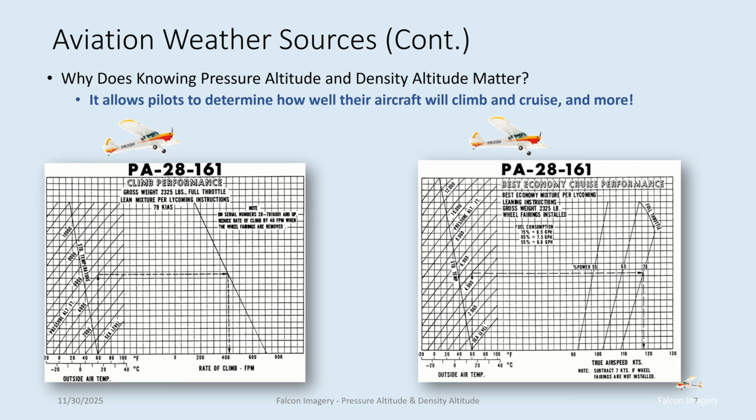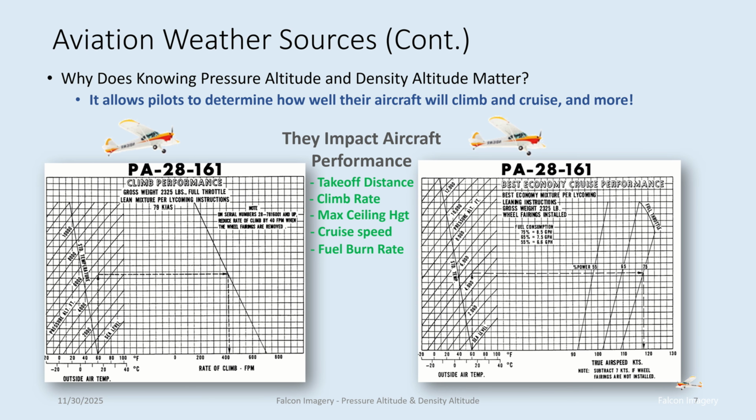When you match the outside air temperature to the pressure altitude you're flying at, and then work your way over to the right, you'll be able to determine your rate of climb in the left chart. And if you look at the right chart, you'll be able to determine your true airspeed depending on the power setting that you've got. So again, pressure and density altitude are important to us because they determine our takeoff distance, our climb rate, our max ceiling height, our cruise speed, our fuel burn rate, our flight duration, and our landing distance, and a few other things.